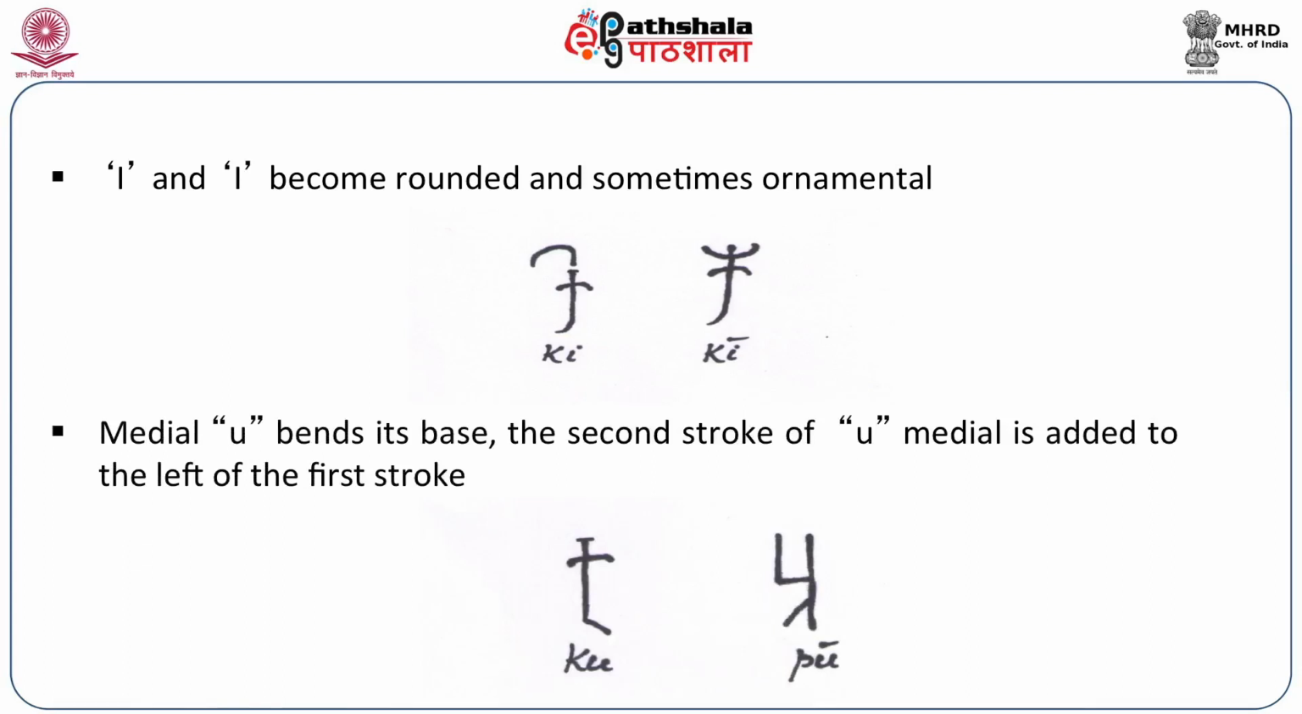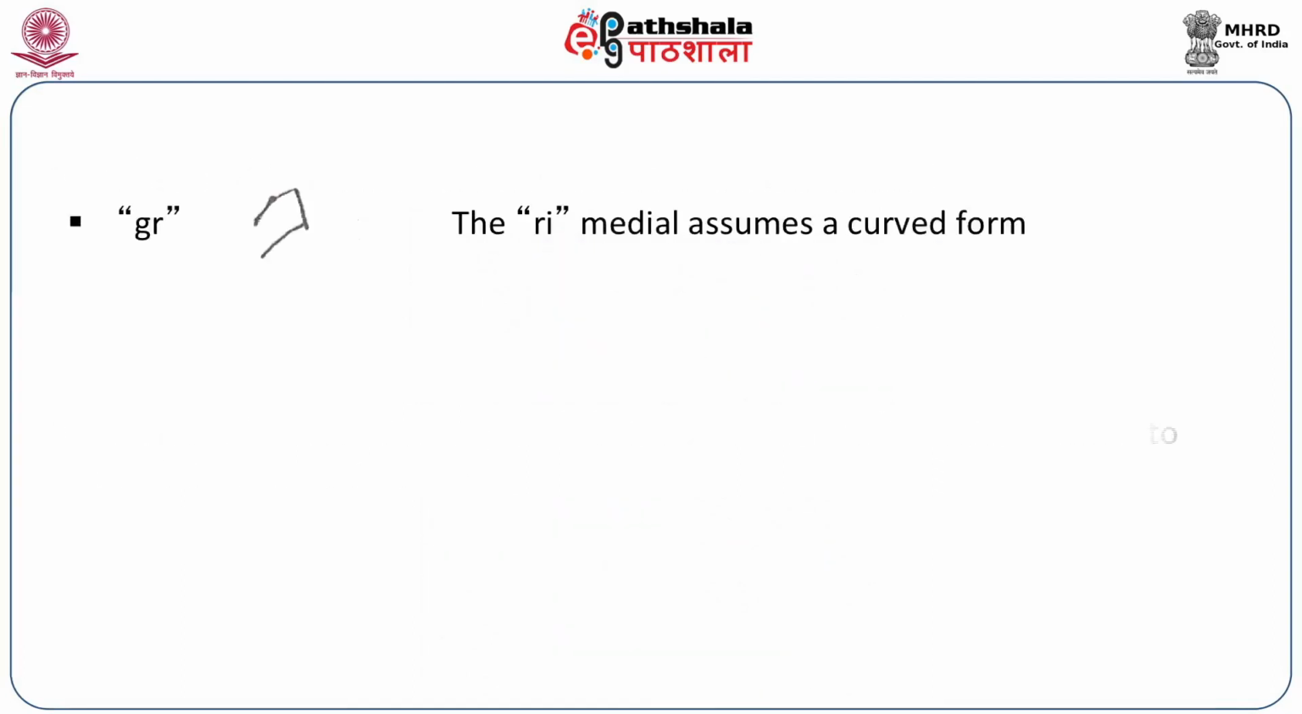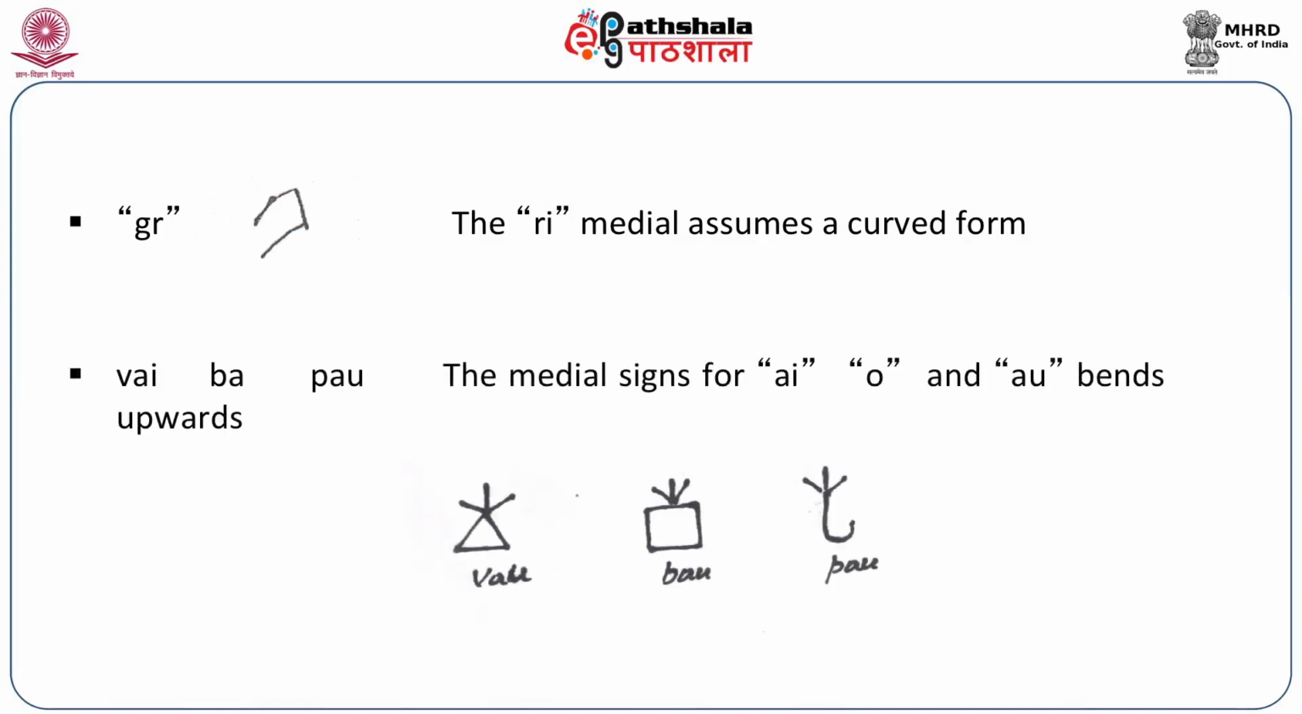And medial U is attached here below the vertical stroke. Similarly, Ku, Pu, you see the bend. Earlier, simple dashes were attached below, but here it is slanting, and this gave altogether different forms in the course of Brahmi's progression in the further centuries. Another medial sign assumes a curved form here, and subsequently you see when you attach the O sign, Bo, Pau. This is how the medial strokes are attached to gain the E, O, and Au phonetic sounds.